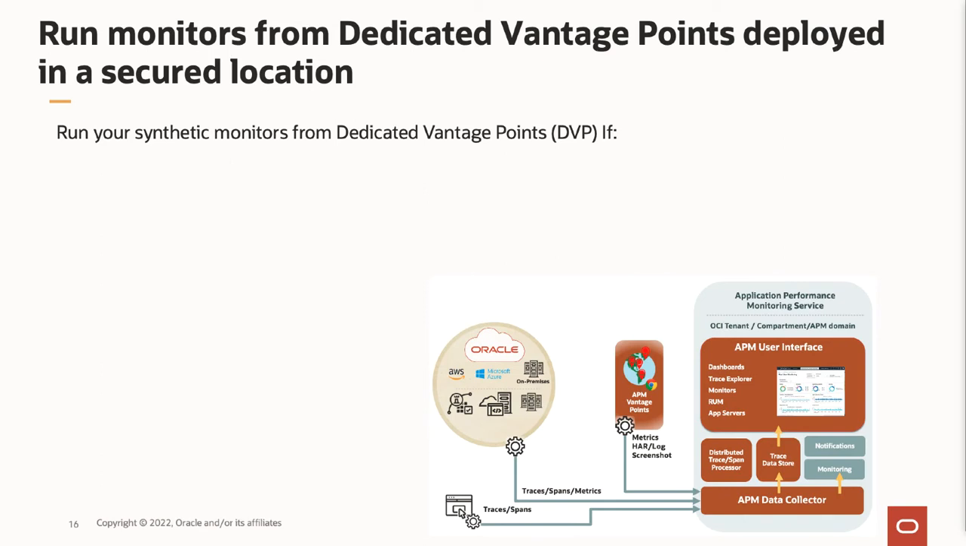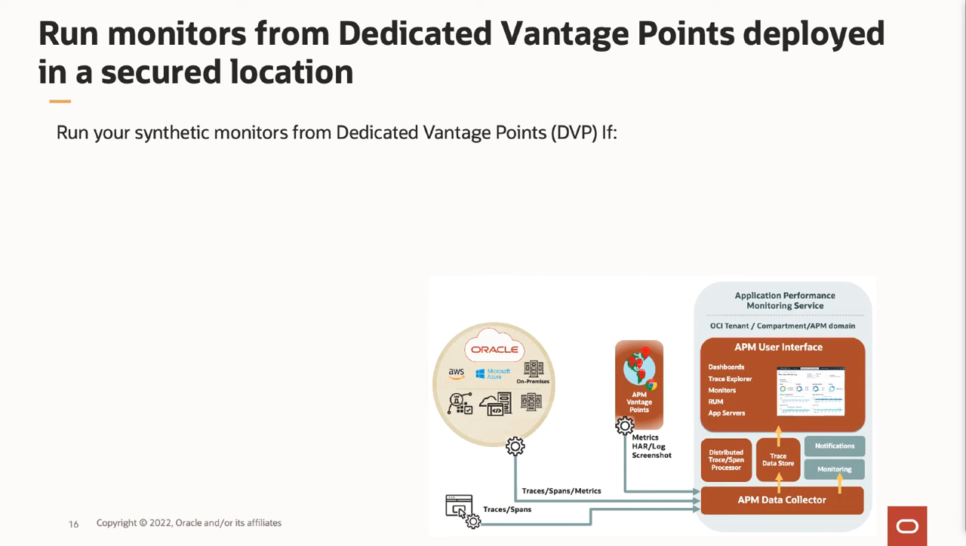In the previous chapter, we talked about the synthetic monitors which can be run from vantage points, which are provided in the Oracle data centers around the world. In addition to those public vantage points, you can set up a private vantage point in your secured Oracle Cloud location. This is called a Dedicated Vantage Point, or DVP.